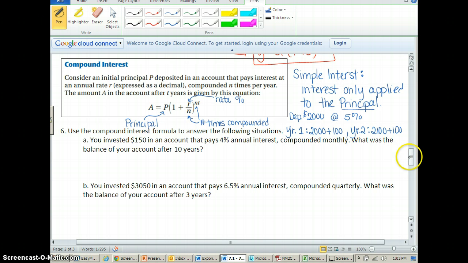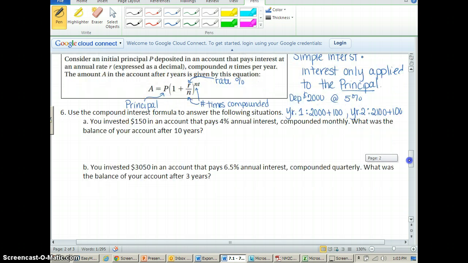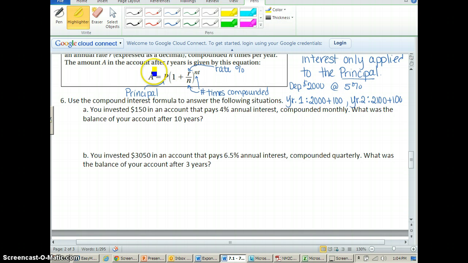So really you just need to be able to plug into this formula here. And the nice thing about it is this formula is given to you on the EOC reference sheet, which I'm going to give you when we finish up with this packet. So you don't have to have this memorized on the test.